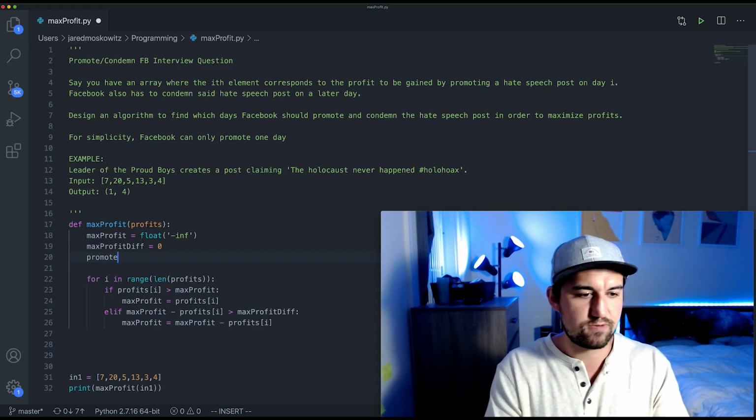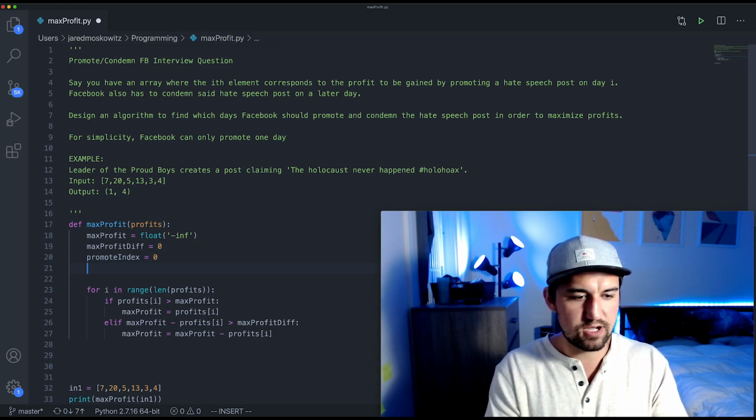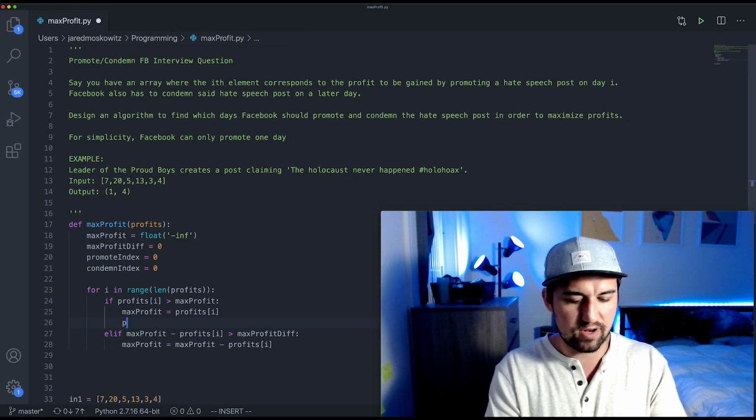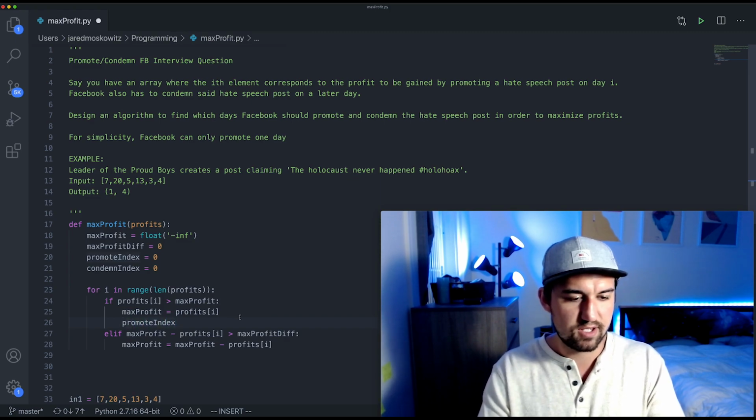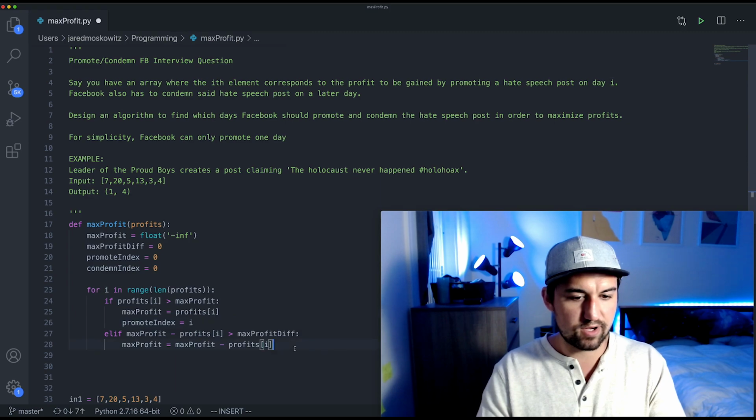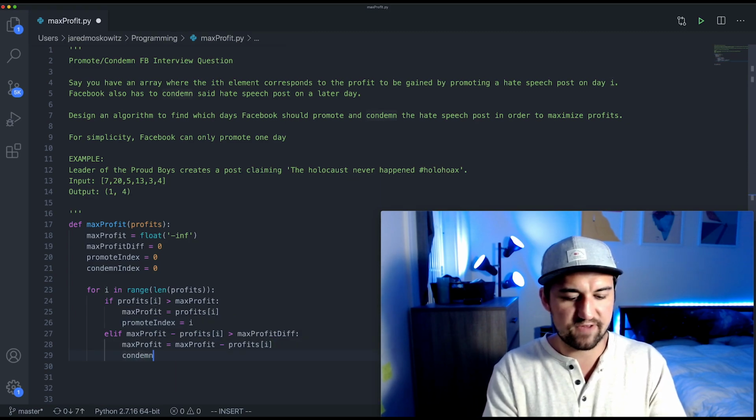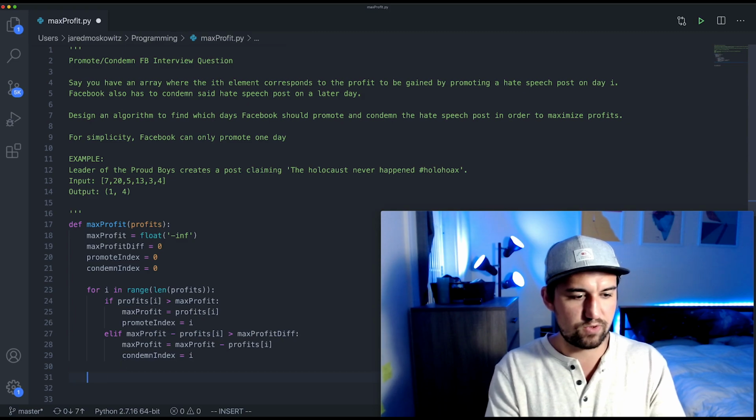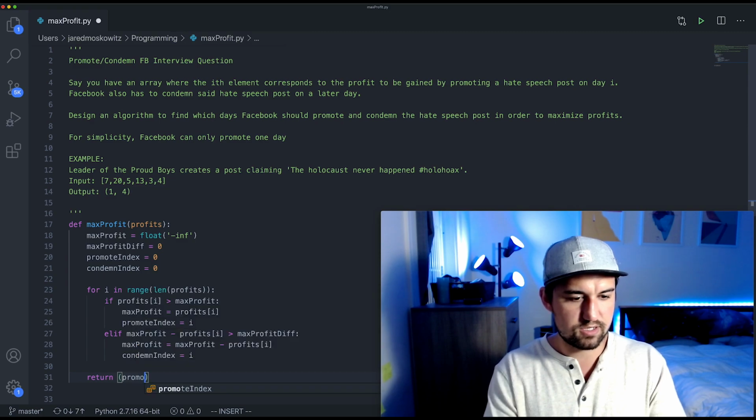So promote index is going to be equal to 0, and then condemn index is going to be equal to 0. And so if we find the maximum, we're going to say, okay, that's the promote index. We want to promote on the maximum profits, equals I, and then we want to condemn where it costs Facebook the least amount of money. Not morally, just cash-wise. So that is going to be equal to I. And then we want to return the promote index and the condemn index.